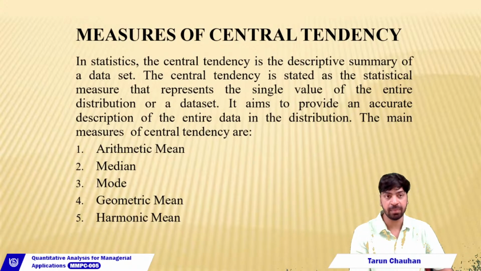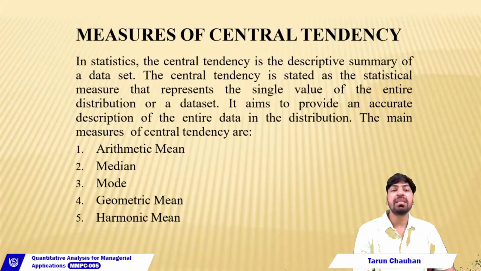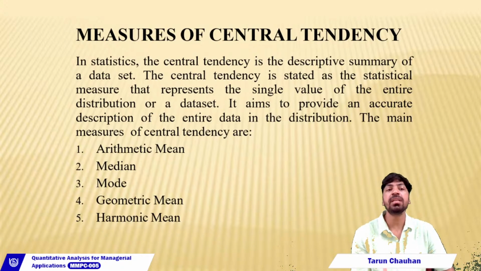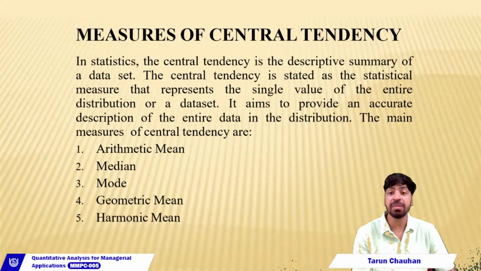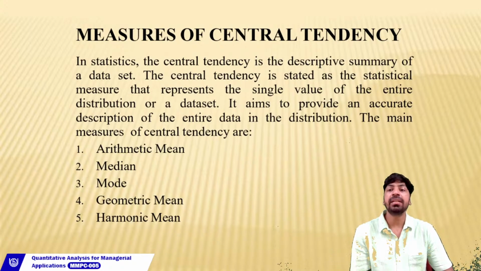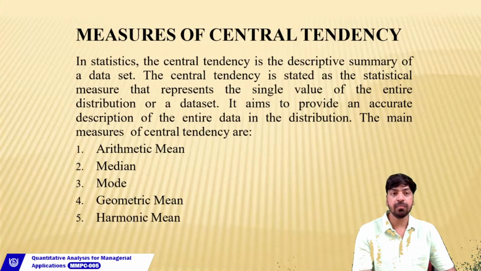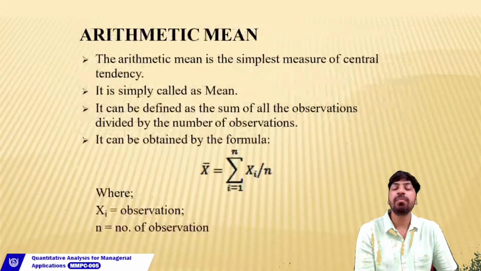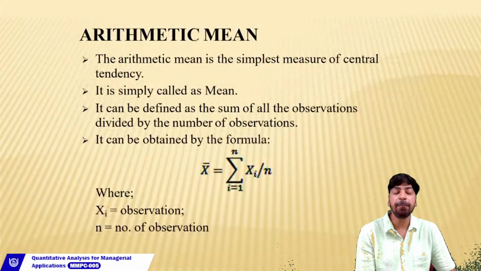and harmonic mean. In terms of mathematics, central tendency gives statistical measures that represent a single value of the entire set of data, or in other words, the data set. So let's begin with the arithmetic mean. Arithmetic mean is one of the simplest measures of central tendency.